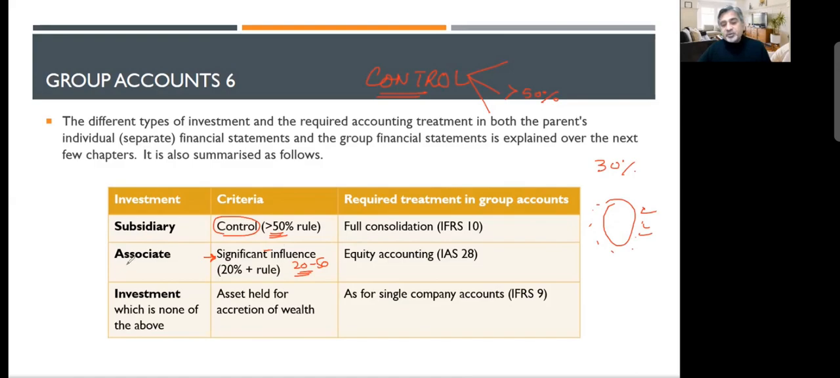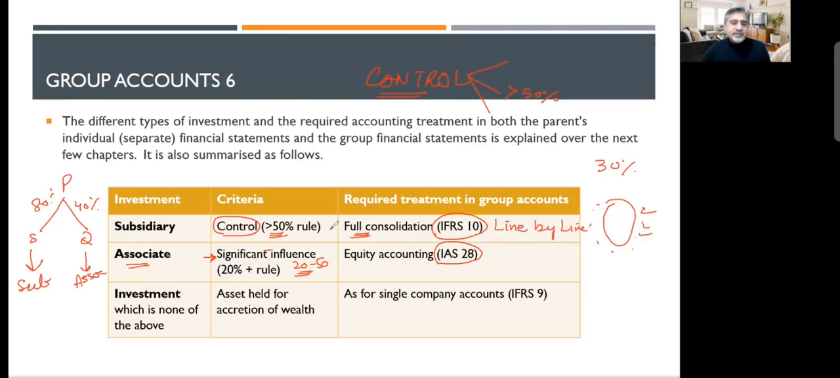This is called an associate, which means that if I have a parent here and they invest 80% in company S and 40% in company Q, I would say that S is a subsidiary and Q is an associate. There are different accounting standards for that. For subsidiary, you use IFRS 10. Previously, it was IAS 27. For associate, you use IAS 28, and the accounting methods are called full consolidation, which is also called line by line consolidation. And actually, I would call this the real consolidation. The other one is called equity accounting.